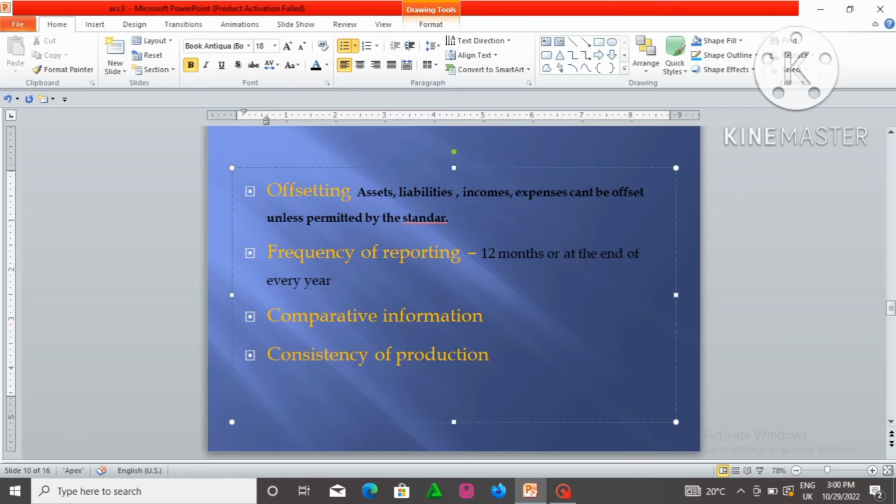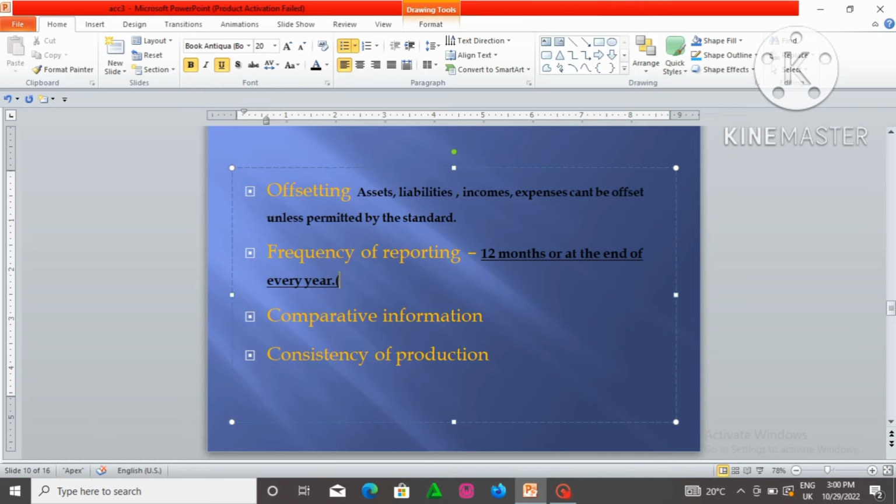So we are going to look at the next, which is frequency of reporting. Frequency of reporting, how often should you actually carry this out? So how often should you report? Financial statements should normally be presented at least annually.